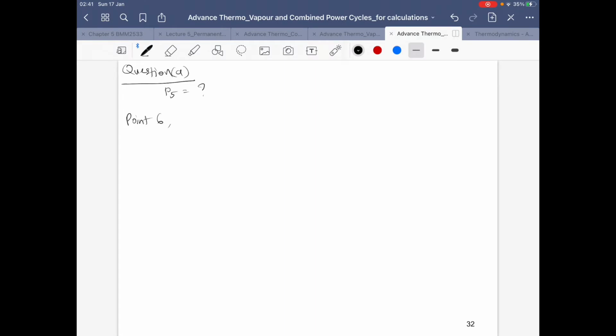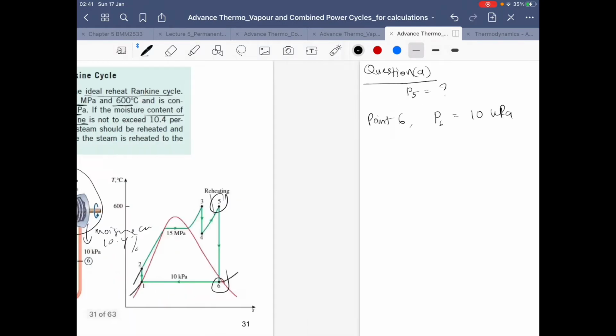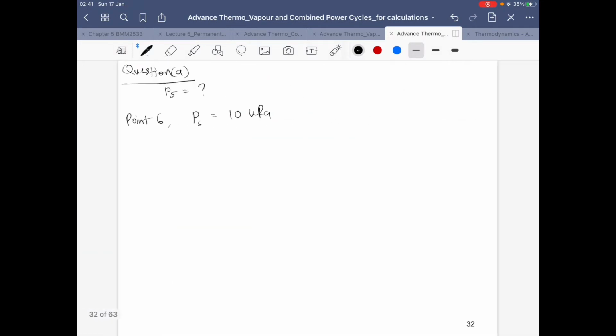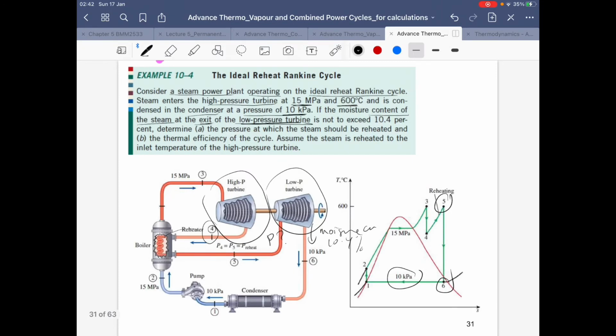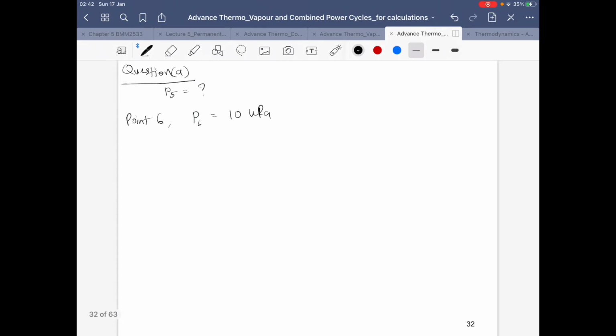So the pressure at point 6 is equal to what? 10 kPa, right? Because point 6 is at the condenser pressure, 10 kPa. And we don't know much about the entropy at point 6. However, it is given in the question that the moisture content of the steam at the exit of the low pressure turbine is not to exceed 10.4%. So what does 10.4% mean? It means x at point 6 must be equal to 100%, or 1, minus the moisture.